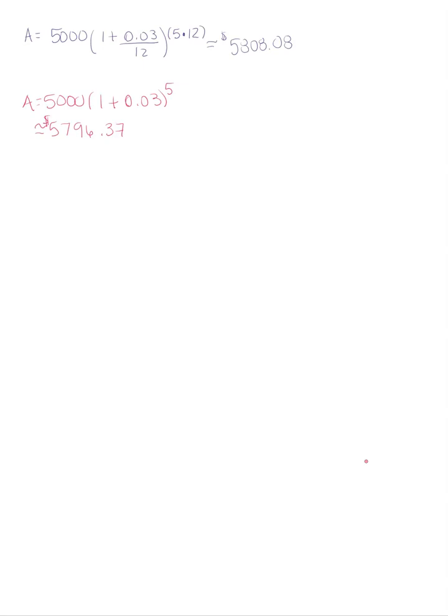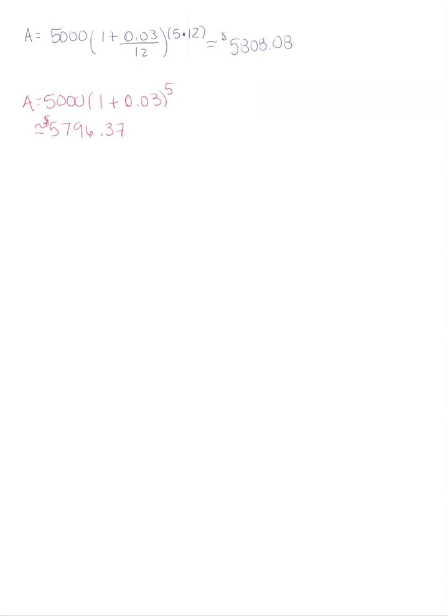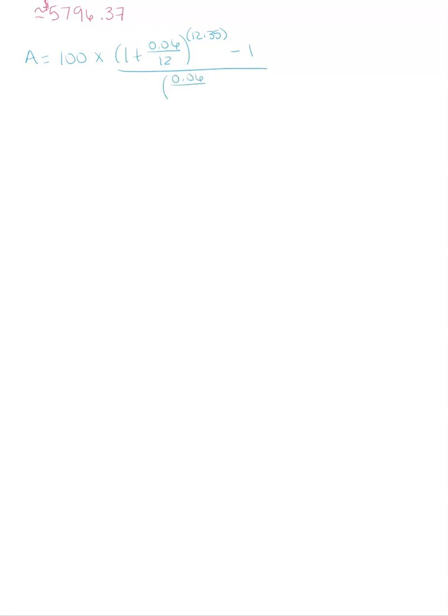Okay? So I also want to show you another one. Let's get a different color. Blue looks good. And go down here. So the one I'm looking at now, A equals 100, times 1 plus 0.06 over 12, all raised to 12 times 35, minus 1. And this is in the fraction form. Remember, we always take 0.06 over 12 as our denominator. Now I want to show you how to put that in your calculator.